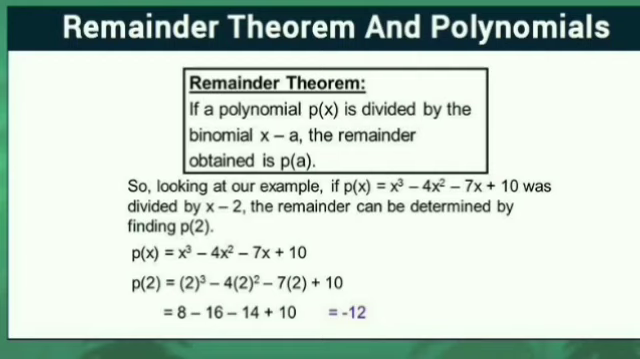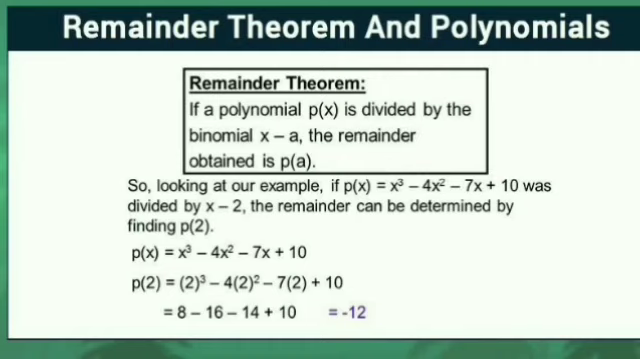Let us take x minus 2 equal to 0, then x is equal to 2. In the place of x, substitute 2: p of 2 equal to 2 cube minus 4 into 2 square minus 7 into 2 plus 10. So, the answer is 8 minus 16 minus 14 plus 10 equal to minus 12. Thus, in one or two steps I have got the remainder. This is a very important method in polynomials. If you practice the remainder theorem, you can get the answer even without pen and paper.